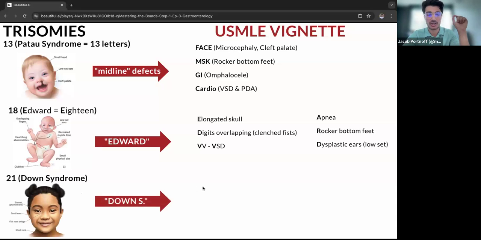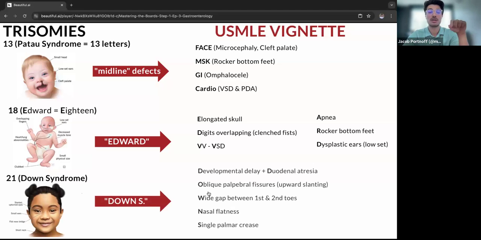And then finally, trisomy 21, Down syndrome: developmental delay, duodenal atresia, which is going to present right with your bilious vomiting and your double bubble sign on X-ray. Oblique palpebral fissures, which is your upward slanting eyes. You're going to have that wide gap between your first and second toes, your nasal flatness, and your single palmar crease.